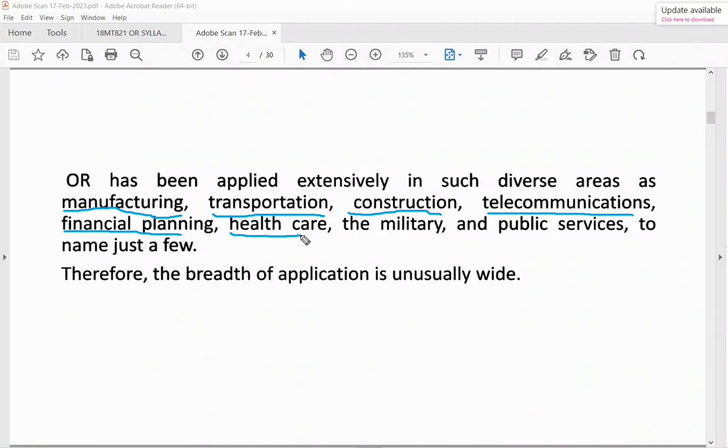Then healthcare and medical industries also, where it plays a very important role. Then military applications and public services. Then some other applications will also be present where it is required. These are the many applications where it is used, and in many applications proper production with respect to the requirement is needed.